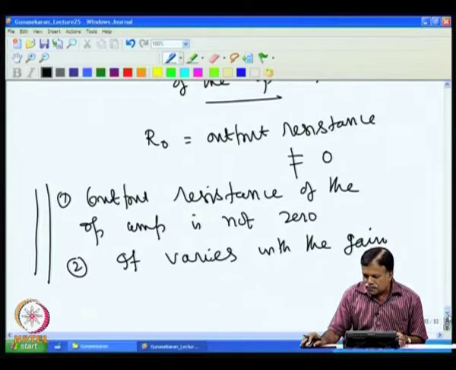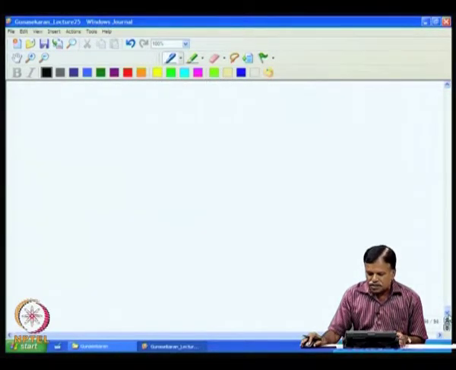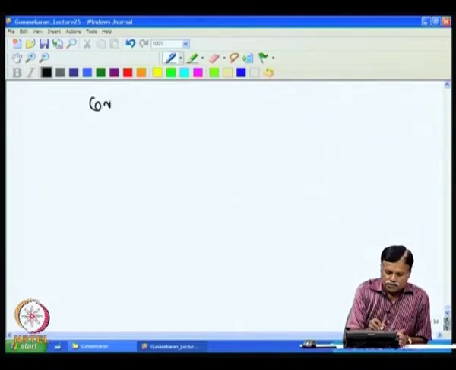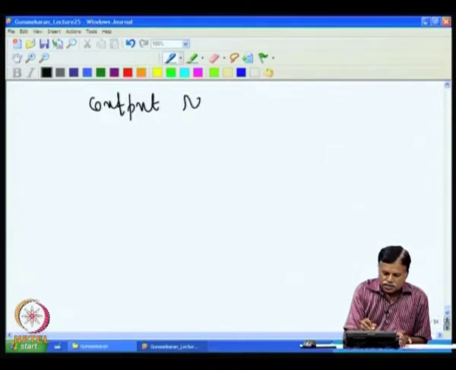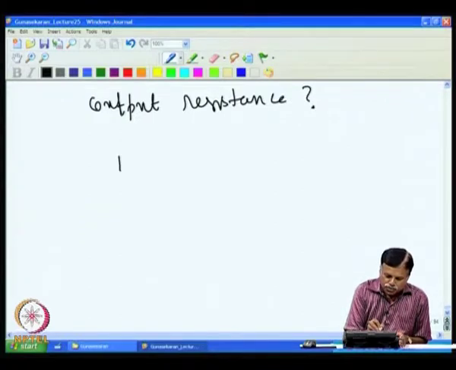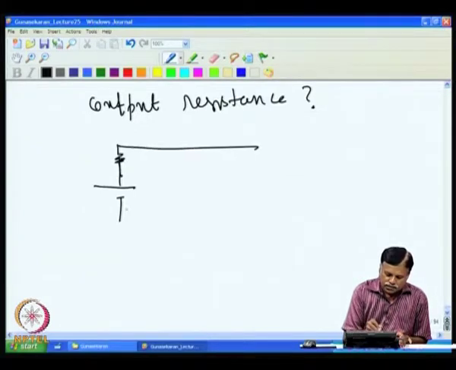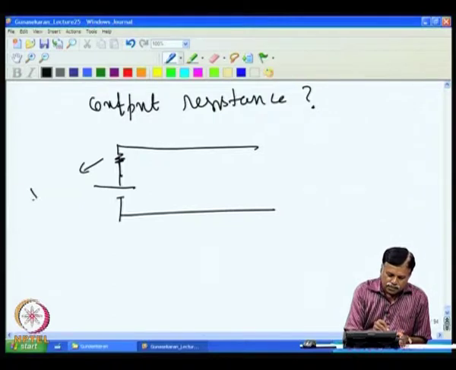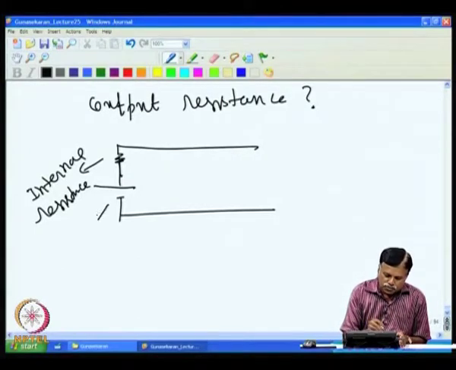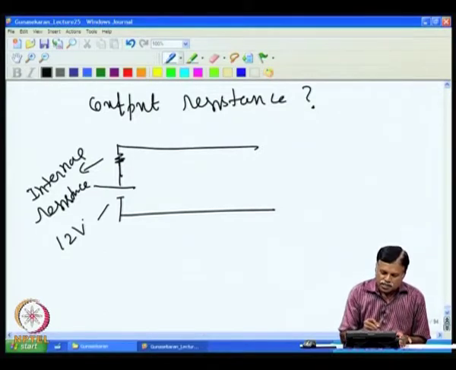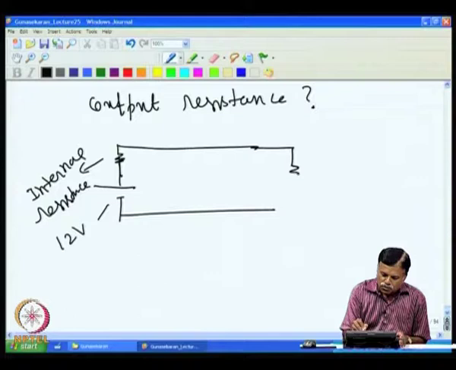So, let us see what we mean by output resistance first. Before getting into the output resistance of the op amp, let us see what output resistance is. If I have a source, for example a battery, it has a resistance, which we call the internal resistance. This battery is a source, say 12 volt, with its internal resistance, and then I have a load here.